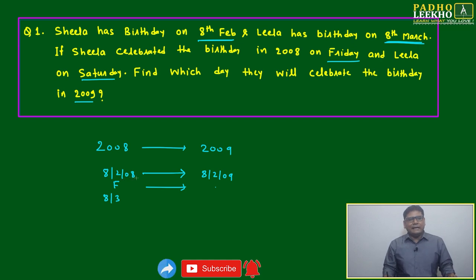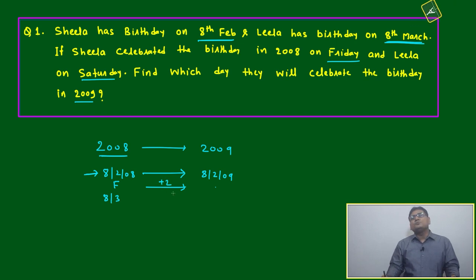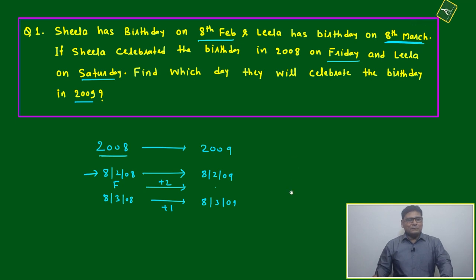8th February 2008, it is a leap year. Once you calculate from 8th February 2008 onward to 8th February 2009, then 29th February will be included here. Then this will jump by plus 2. But calculating 8th March 2008 to 8th March 2009, what will happen? This 29th day of February is out of the calculation. It will jump by plus 1. This is a simple concept. This only we have to keep in mind.